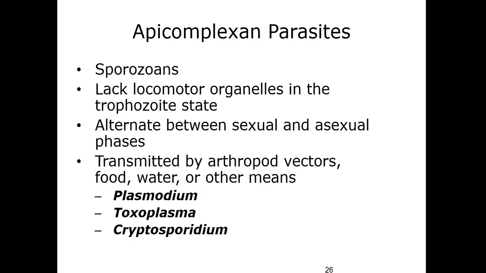And the three big ones that we'll talk about are Plasmodium, which causes malaria, Toxoplasma, which causes Toxoplasmosis, and Cryptosporidium, which causes Cryptosporidiosis. And these are transmitted either through food or water, or in some cases through the transmission by an arthropod vector, like we'll see with Plasmodium, which is transmitted by the Anopheles mosquito.